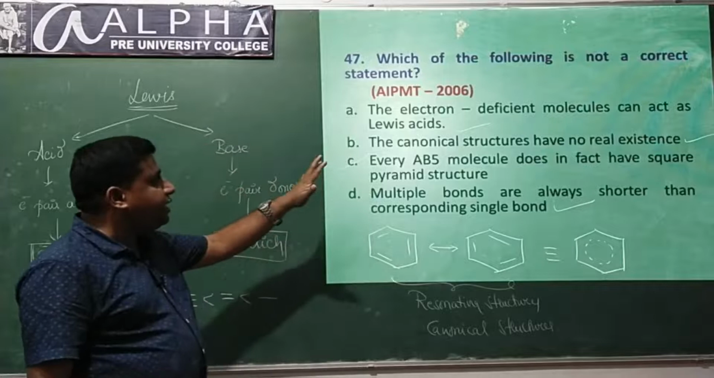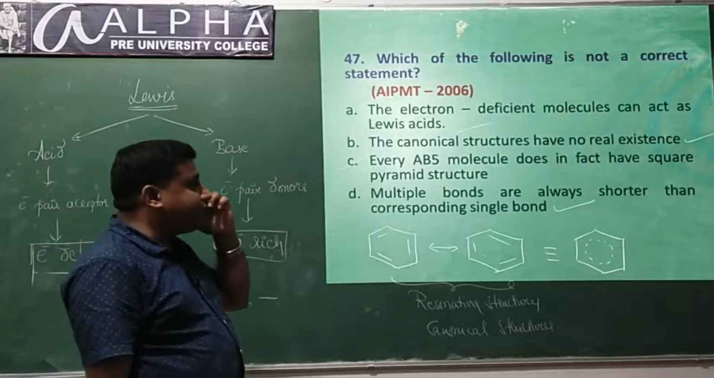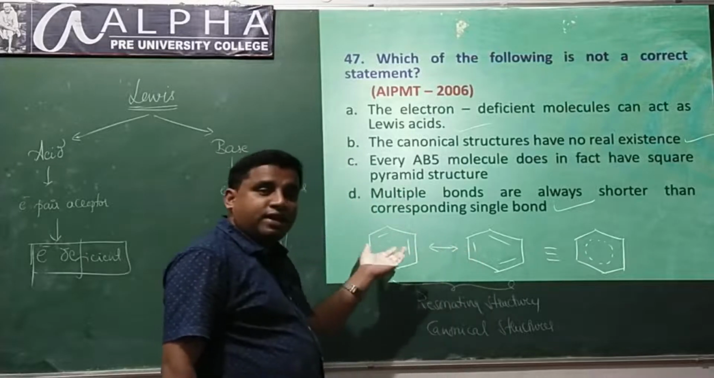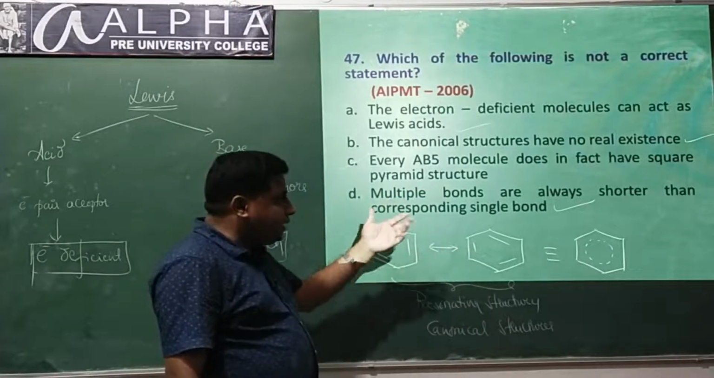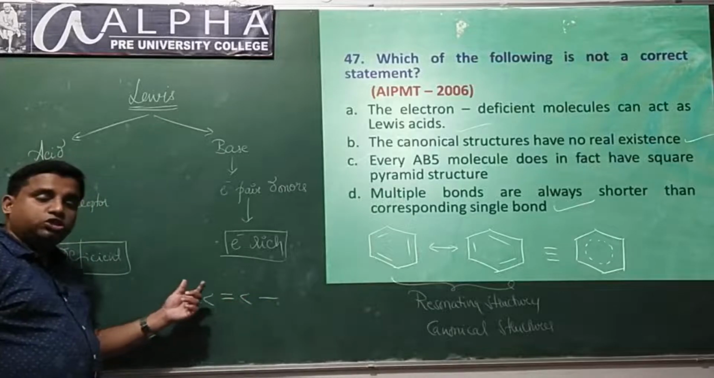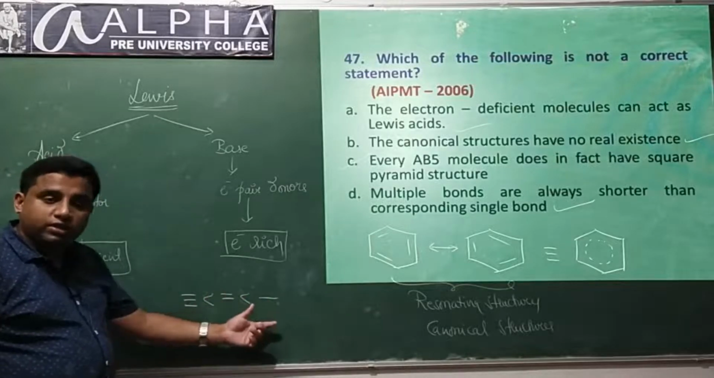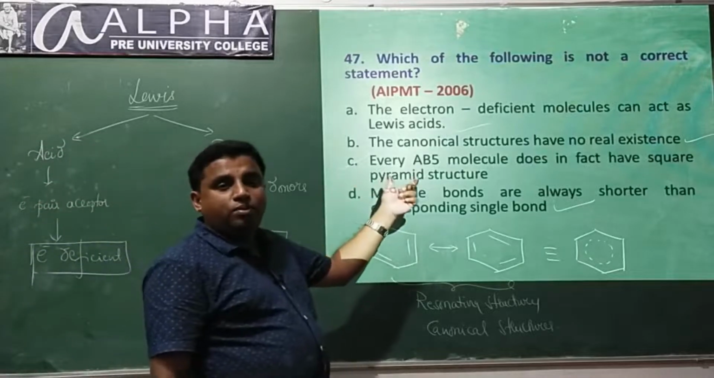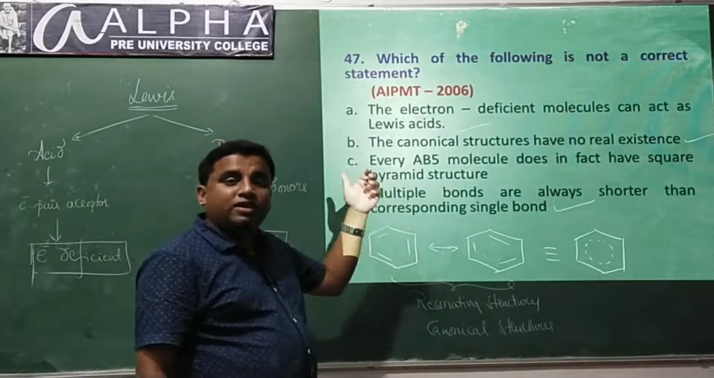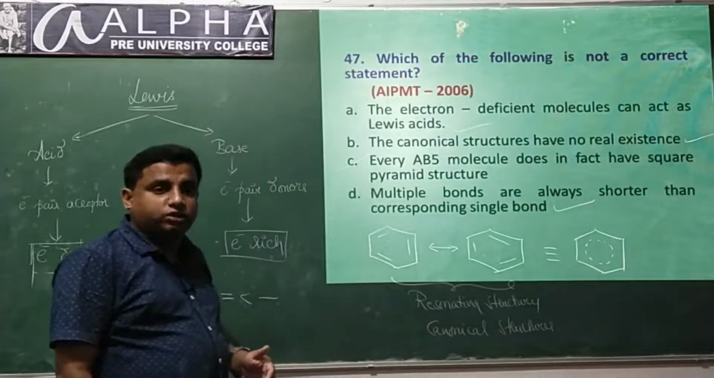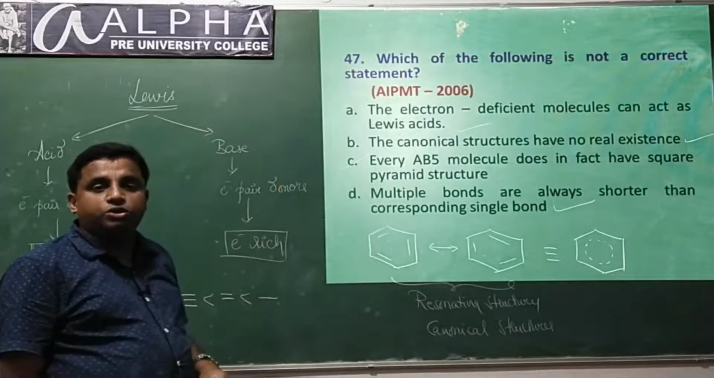Option A is correct: the electron deficient molecules can act as Lewis acid. The canonical structures do not have real existence, true. Multiple bonds are shorter than the corresponding single bond: a triple bond is shorter than a single bond, and a double bond is shorter than a single bond. That is also true. But it is not necessary that all the AB5 molecules have square pyramidal structure. So the incorrect one is option C.